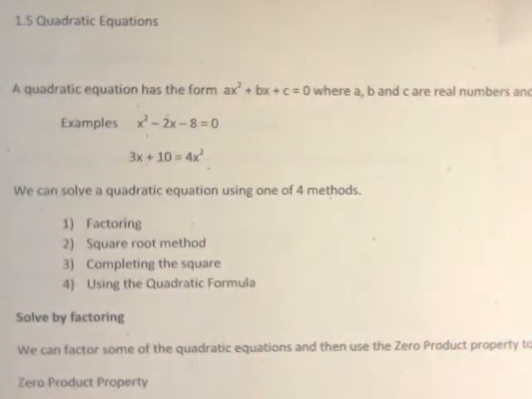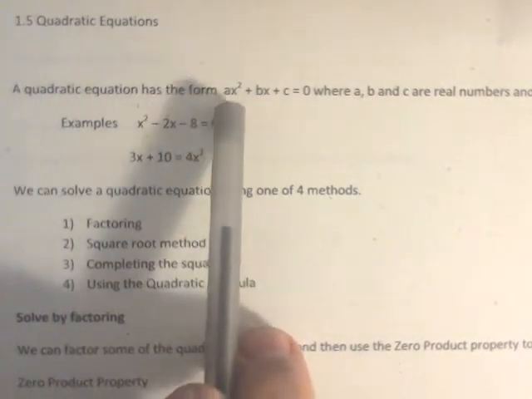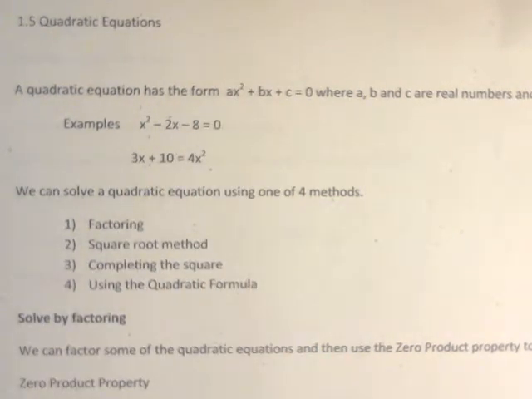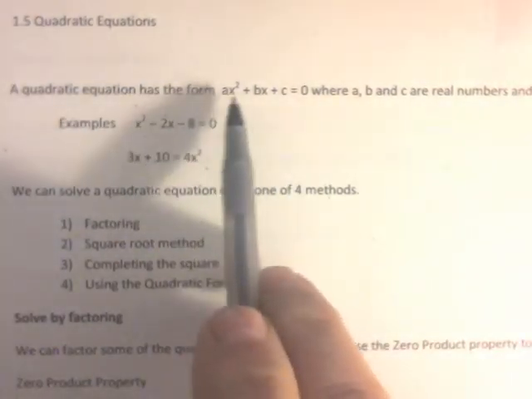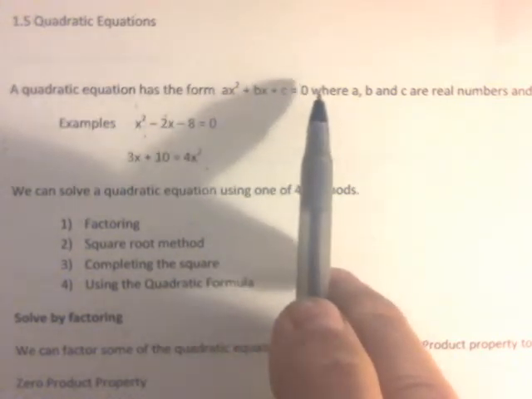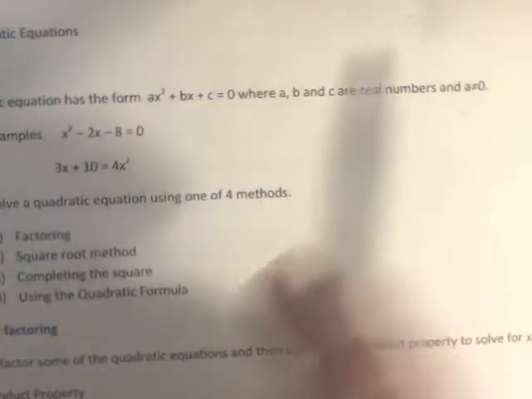Okay, in 1.5, we're going to be looking at quadratic equations. And when we say the word quadratic equation, it's an equation that has this form right here. So in other words, you have an x squared. To be considered quadratic, it must have an x squared term. A, B, and C are your coefficients. They're your numbers. And A cannot be 0, because if A was 0, you wouldn't have an x squared term.